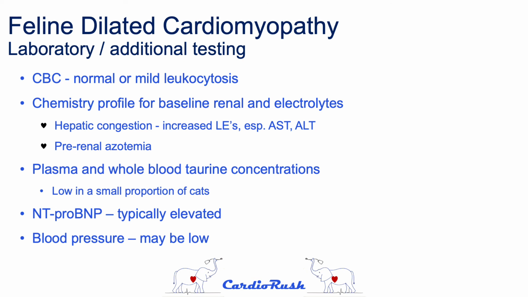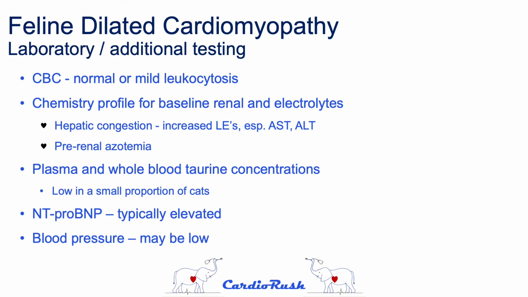On a complete blood count, results may be normal, or you may see mild leukocytosis. The chemistry profile may be perfectly normal, or there may be evidence of hepatic congestion with elevation of AST and ALT. Cats who are hypothermic may also have prerenal azotemia, or azotemia may develop after initiation of therapy with diuretics.